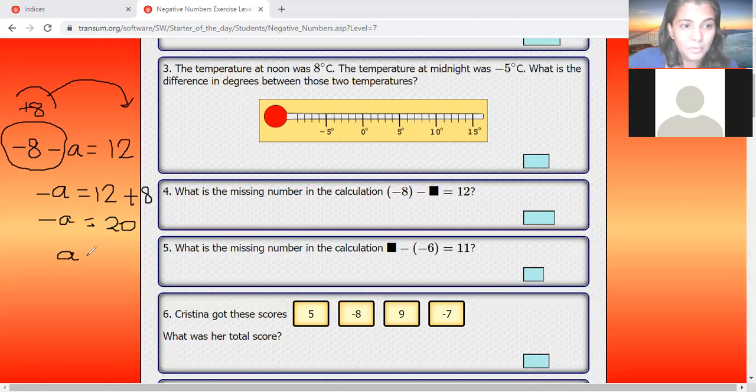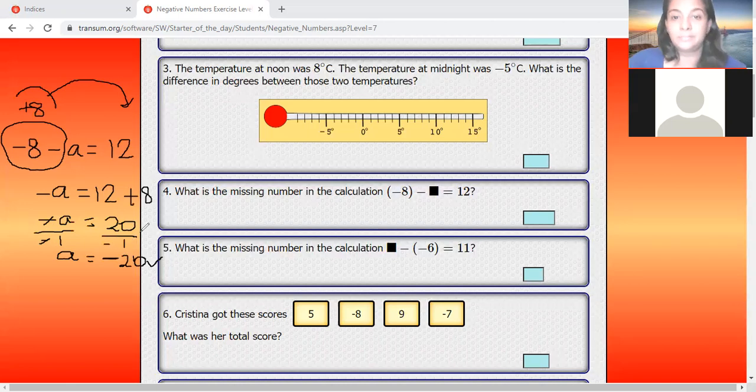A would be negative 20. How did this happen? Very simple. Divide by negative 1. Anything divided by 1 is going to give you the same answer. Negative divided by negative is going to give you positive. But 20 divided by negative 1 is still going to give you 20. You see that? But it's going to have a negative there.